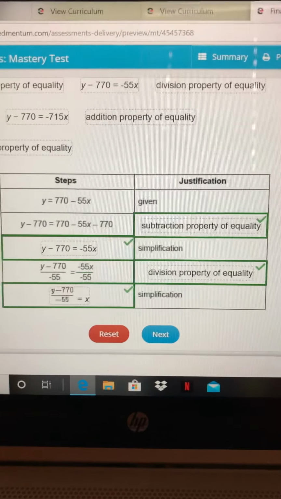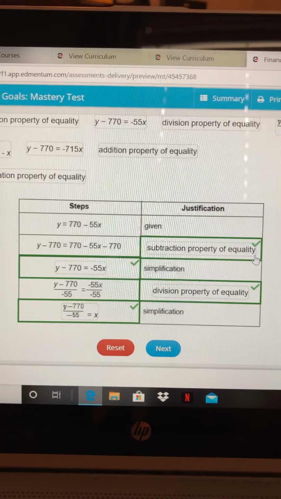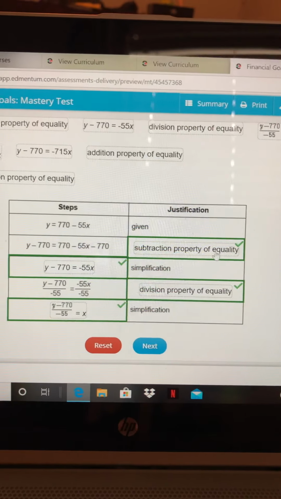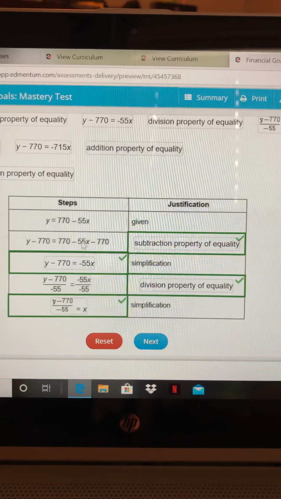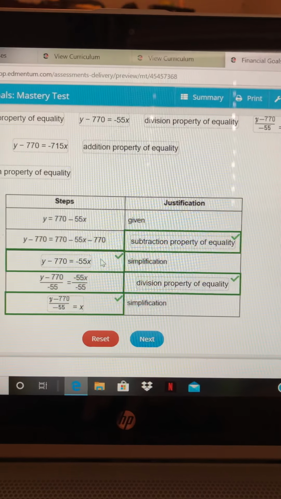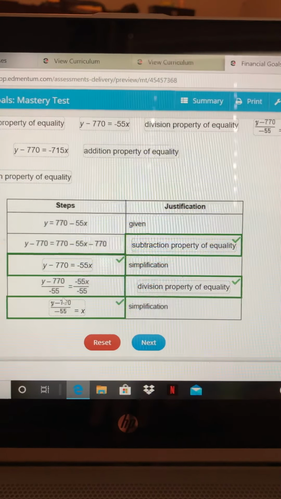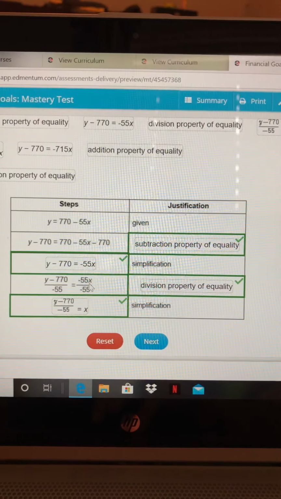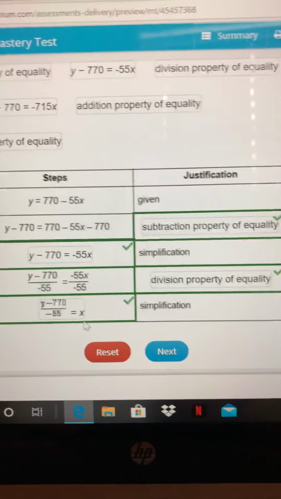Alright, so here's what your answer looks like. They have a check mark here on subtraction property of equality. Whatever you do to one side, you do to the other. They've got a check mark here on simplification. I guess because right here, 770 subtract 770 is nothing. So there's just negative 55x here. They got a check mark here on division property of equality. They're dividing by negative 55 on both sides. And then here they've simplified. Negative 55 divided by negative 55 is just x. So this is what your answer looks like.